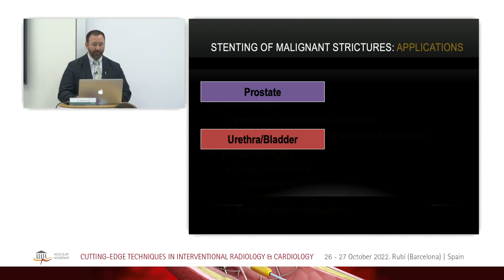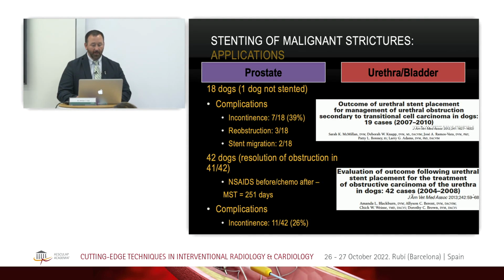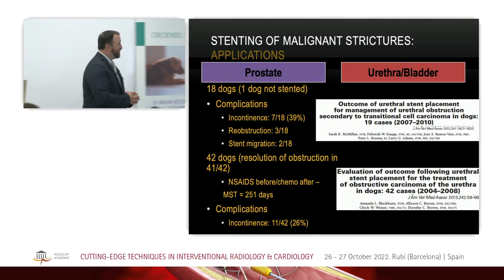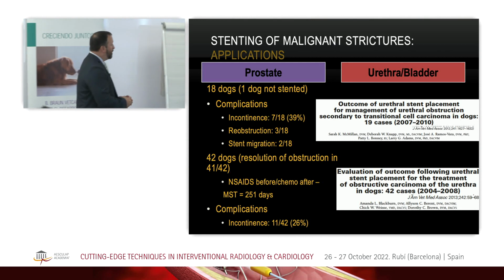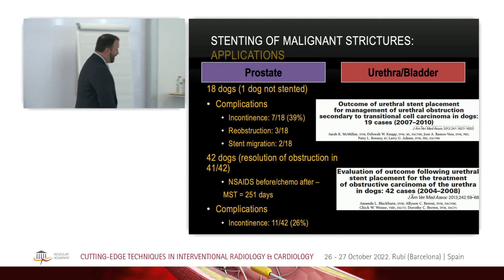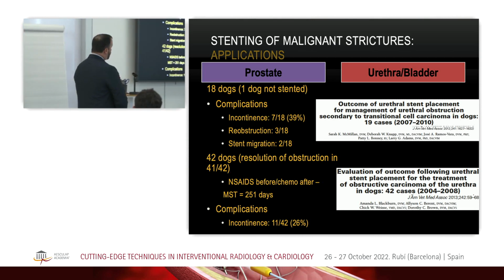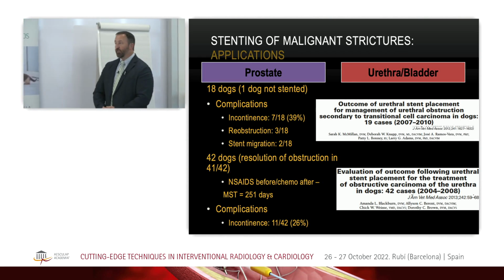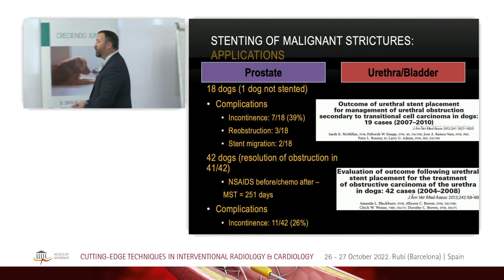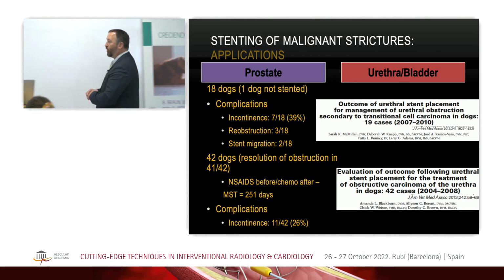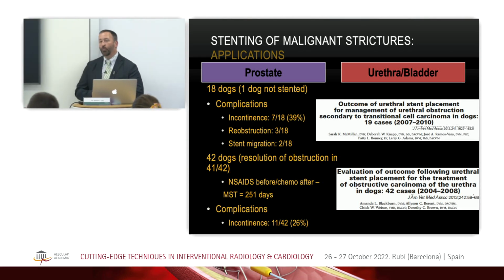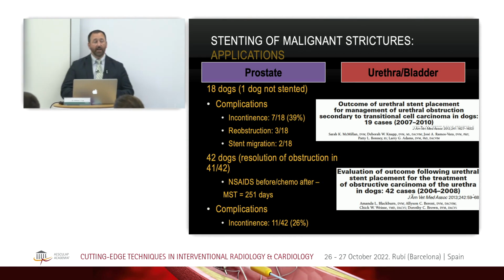So let's just look at a couple examples here. This is some prostate and urethra outcomes. And so just thinking about this, the big take-home points here, the major complication we see with urethral stents in general is incontinence. And so I usually just always warn owners about the chance for incontinence. It's about a 25% rate. These are a little bit older studies. And so now the data that we have probably suggests about a 25% rate of incontinence.